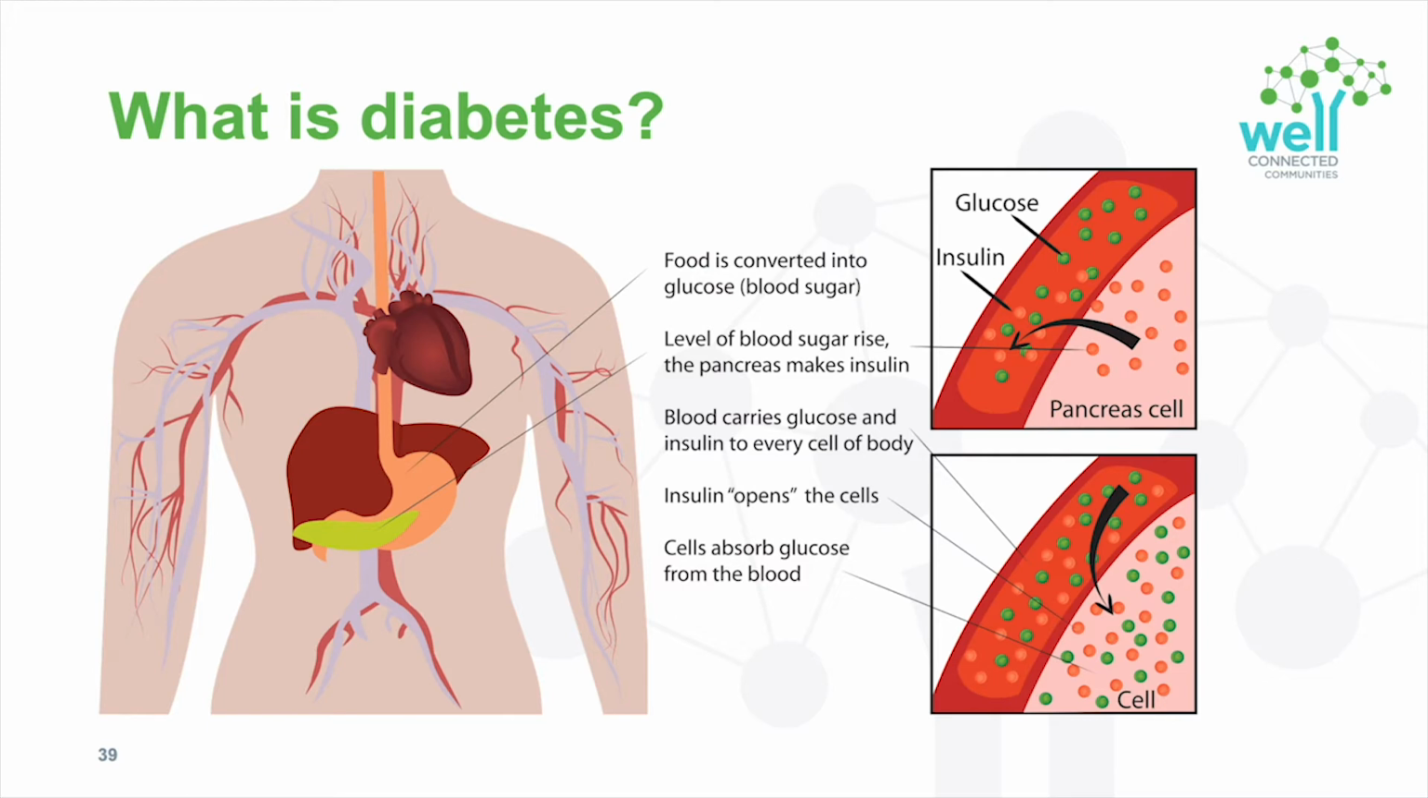For some people with diabetes, the pancreas may not make enough insulin, or the cells don't allow insulin to open their doors. When this happens, glucose stays in the blood instead of being used by the cells. And when it isn't used by the cells, glucose builds up in the blood, resulting in high blood sugar, and that causes damage to the body.